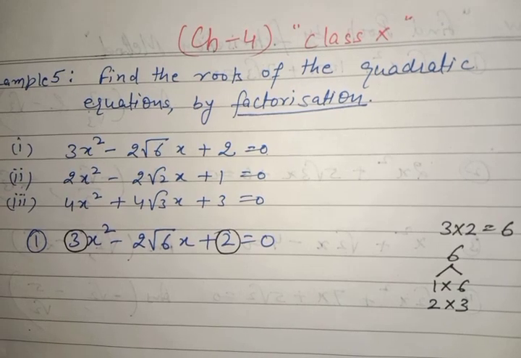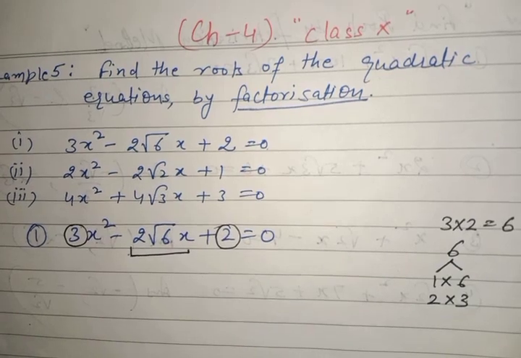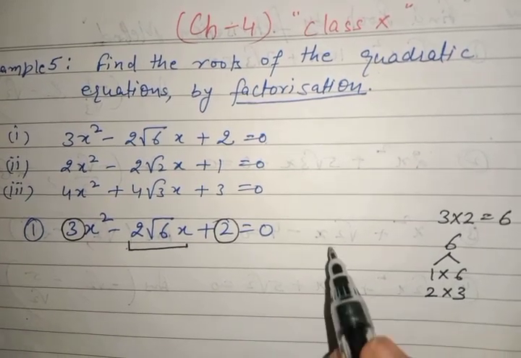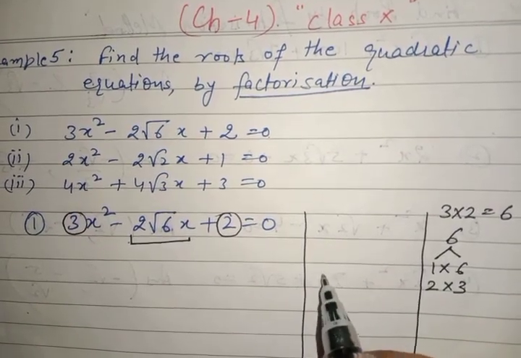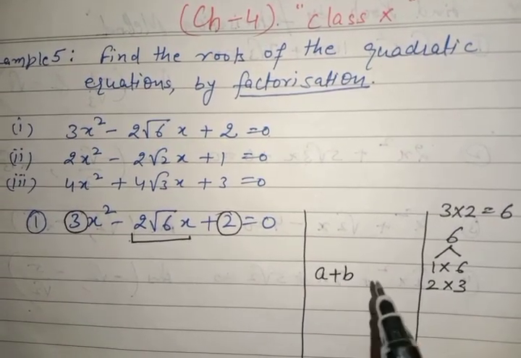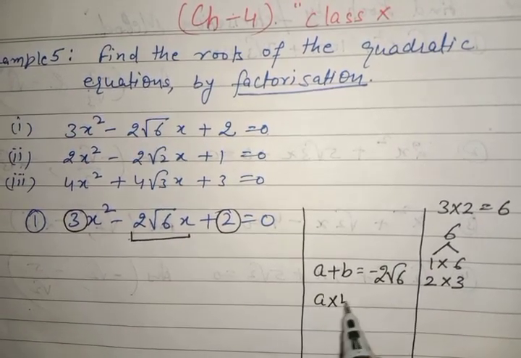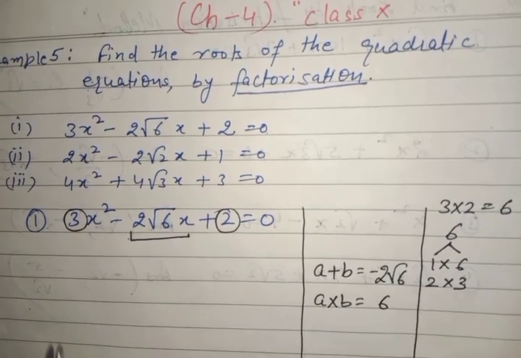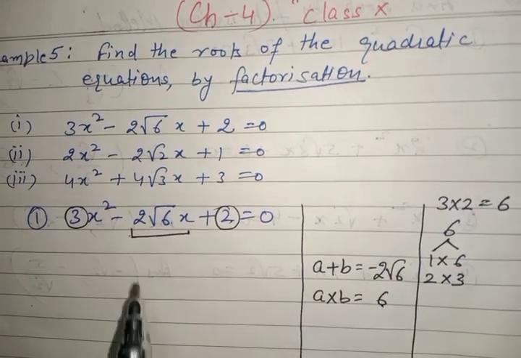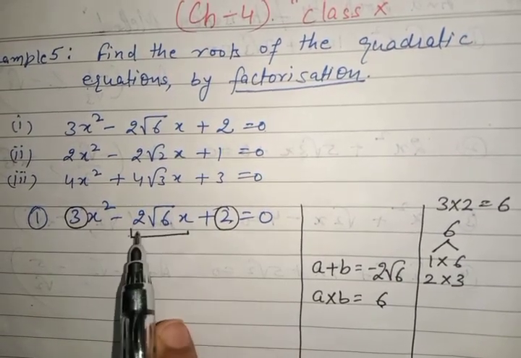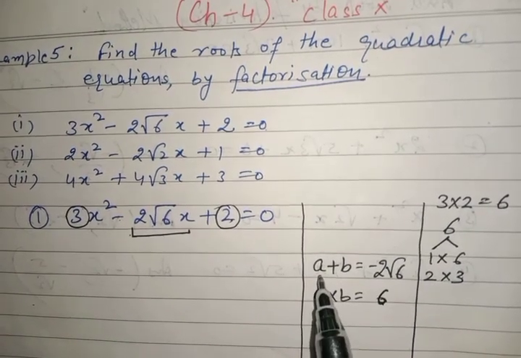Now if we see it carefully, in the middle we need 2 root 6. How can we get 2 root 6? Because the meaning of splitting the middle term is we have to find two numbers whose sum is minus 2 root 6 and whose product is 6, the multiplication of these two last numbers, and whose addition is the middle one, minus 2 root 6. Now we need to find the value of a and b.